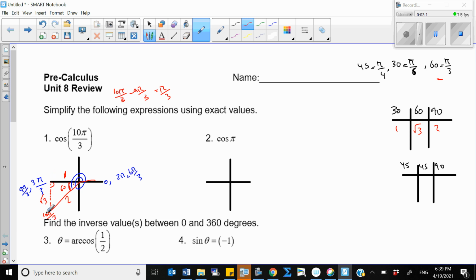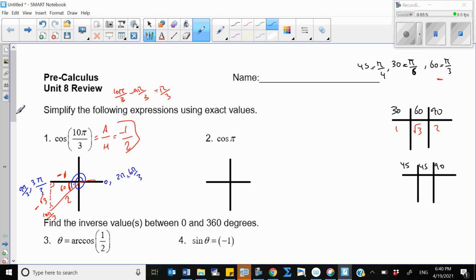But I need to consider the negative signs as well, because this horizontal line is on the left side of the y-axis, so it's negative. It's in the negative area of the x values. And this vertical line is below the x-axis, in the negative area of the y values, so this is also negative. Now, cosine of this angle is adjacent over hypotenuse, which is equal to -1 over 2. So that's our answer.